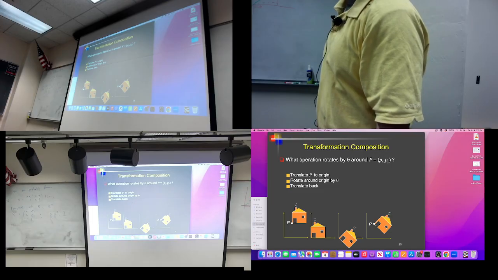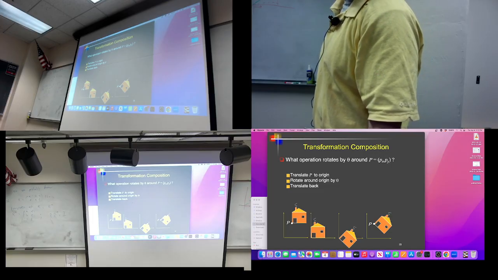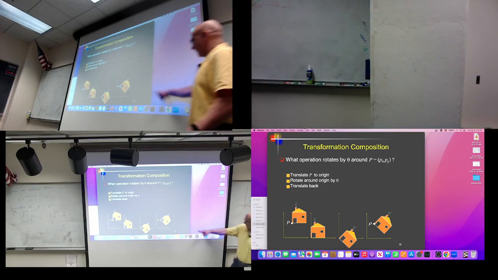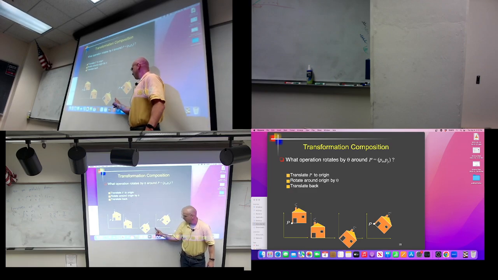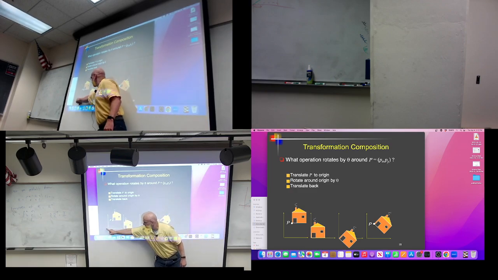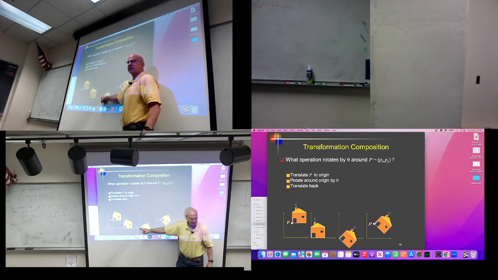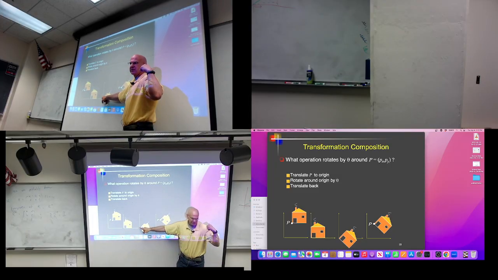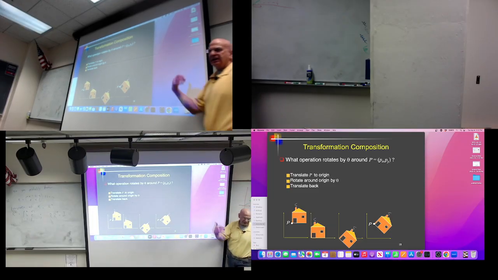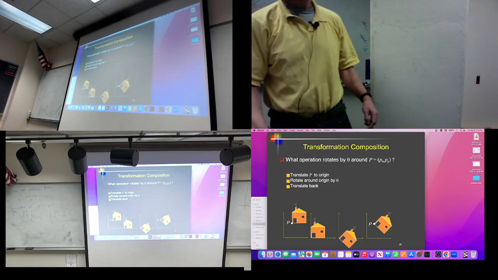OK. Transform rotation around P. How do we rotate around P back in 2D? I translate the whole world by minus P, so P moves to the origin. Do the rotation around the origin, with the matrix that we just saw. And then the inverse transformation, which is translate back by plus P.